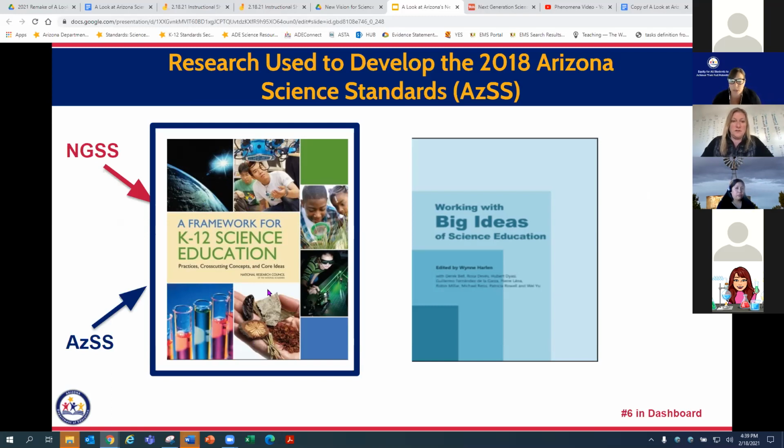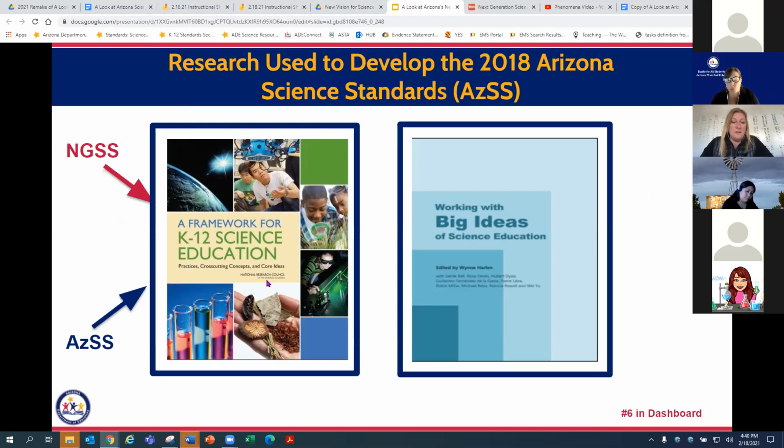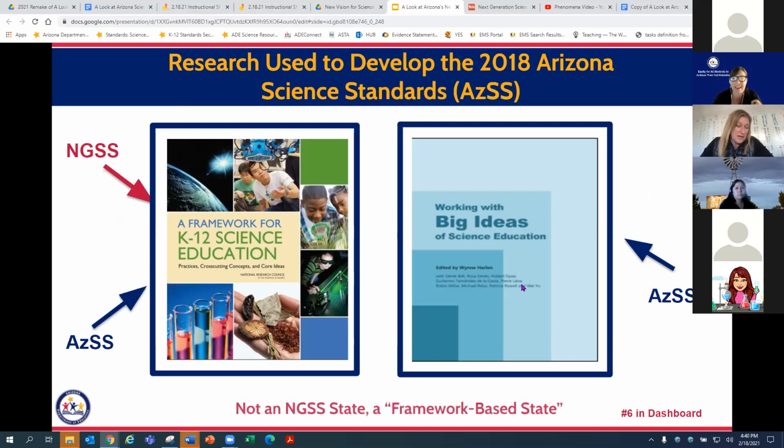So that means we are going to have some things in common with NGSS. But because we in Arizona used an additional research document to build our standards, we are not an NGSS state. We did not adopt the Next Generation Science Standards. We are what is called a framework-based state, because our standards are mainly built on this thing called the framework, which is a research document.